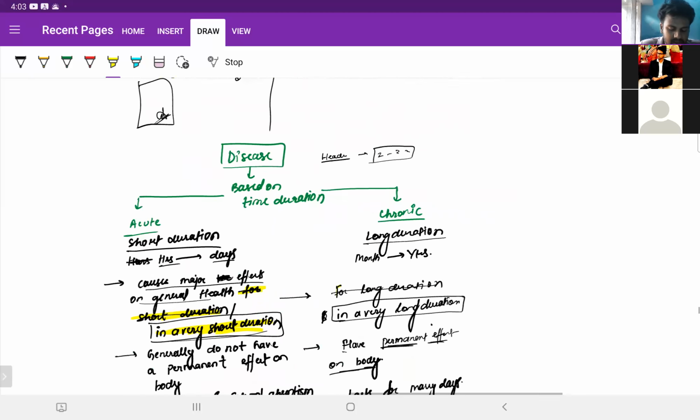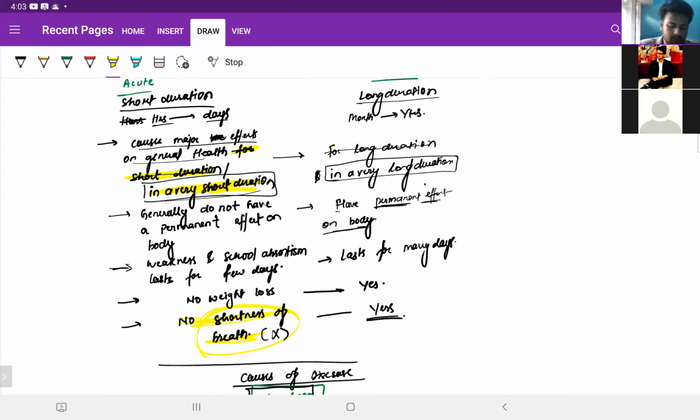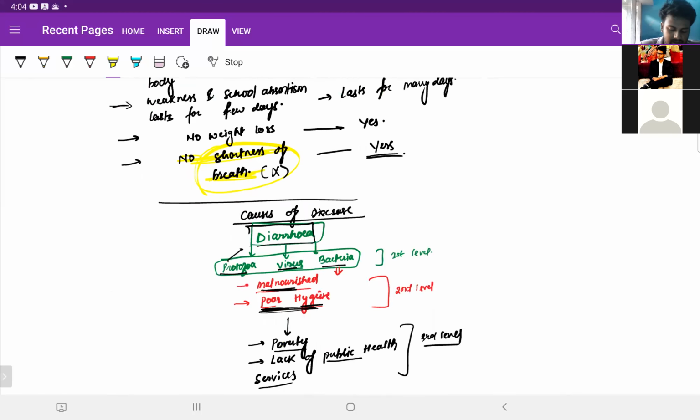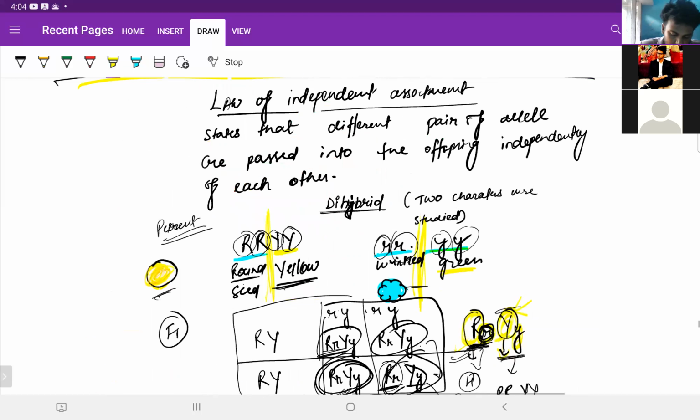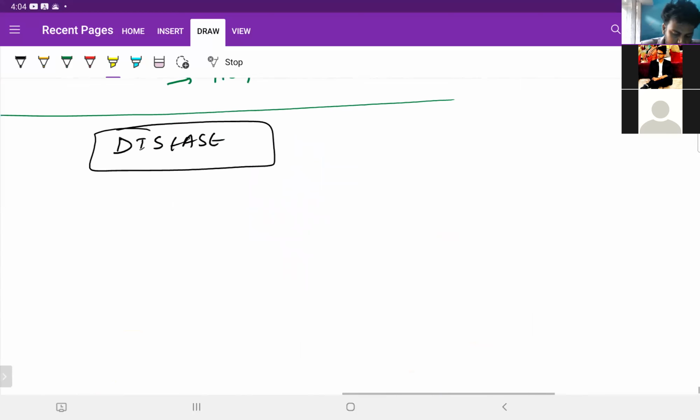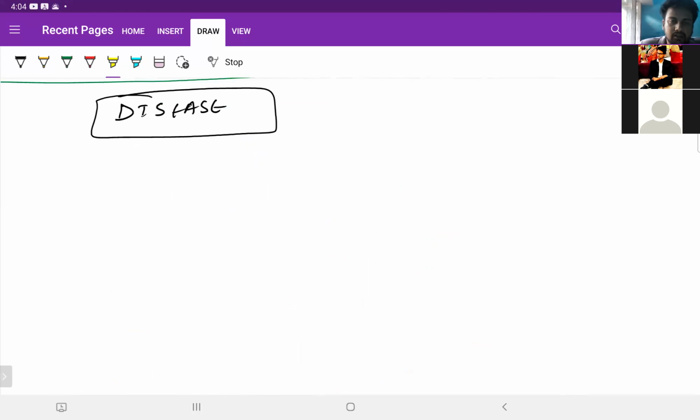Then I talked about the disease and its classification on the basis of time duration. A disease can be acute or short duration, or it can be chronic, right? So these were the things which we talked about in acute and chronic illness. And then we moved on to the causes of disease, right? I had tried to give you different levels of the causes which can be attributed to a disease. Now let us move to some other part of it, and this is basically one more classification of disease.